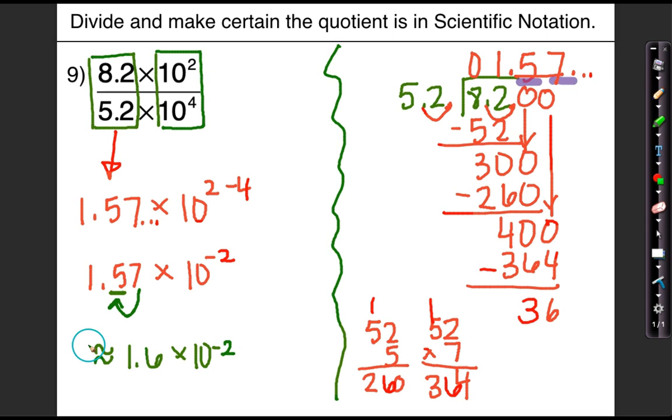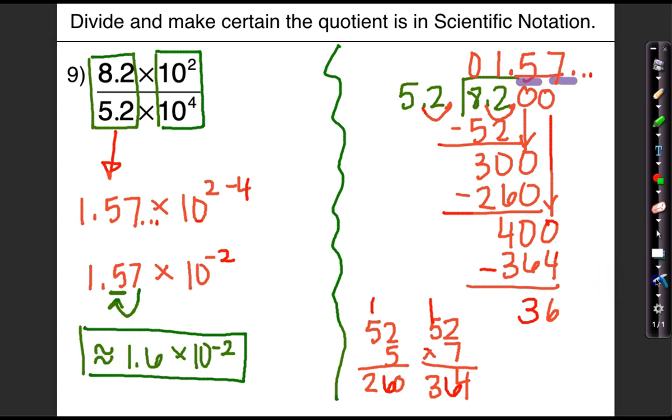So notice, again, we're going to use the approximate symbol because it's not an exact answer. So I'm going to go ahead and claim that this is my final answer. Why? Because my coefficient is between 1 and 10, so we're good to go. So hopefully you got that right.